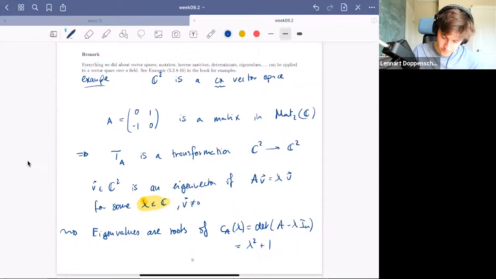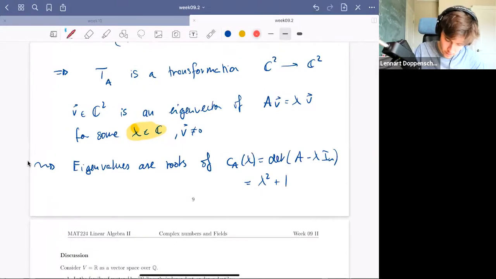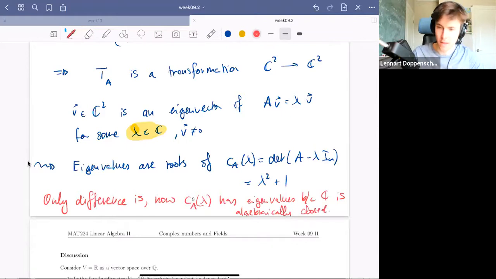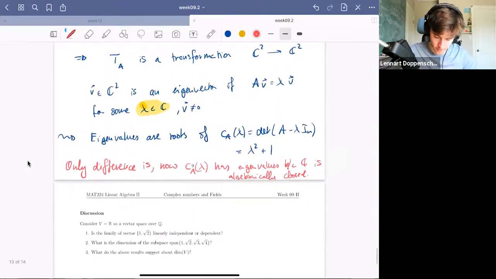So the only difference: now c_A(lambda) has eigenvalues because C is algebraically closed. So that's the whole idea.